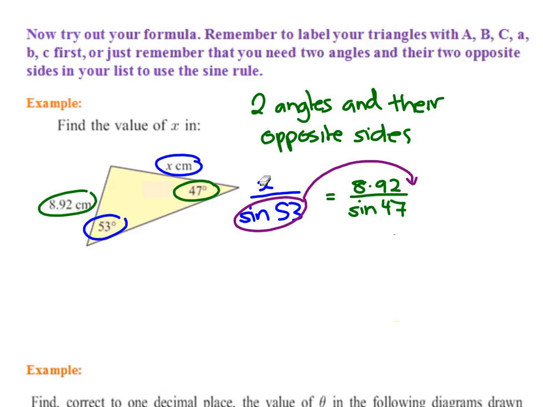To solve for x, you just need to multiply both sides by sine 53. The way that would look, I tend to write it like this: 8.92 sine 53. Notice I've just inserted this sine 53 next to the 8.92. It's a bit easier than doing sine 53 times 8.92, or writing this whole fraction times sine 53, which is also okay, that's not wrong. I just personally find it easier to plug into the calculator when it looks like this. So 8.92 sine 53, because we've multiplied both sides by sine 53, divided by sine 47.